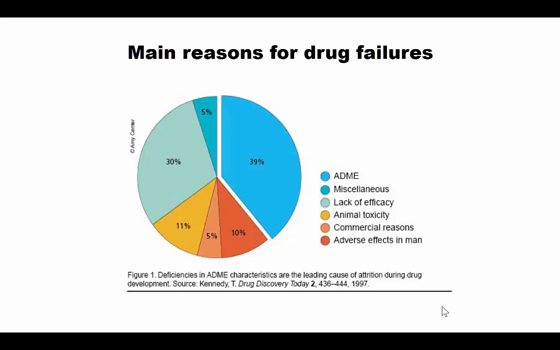Okay, let's look at the macro view a little. There was a study looking at the main reasons for the failure of drug development. If you look at this pie chart, which one is the biggest? The biggest one here on the right side: 39% of those drug candidates failed because of ADME problems. So naturally we are curious, what is ADME?